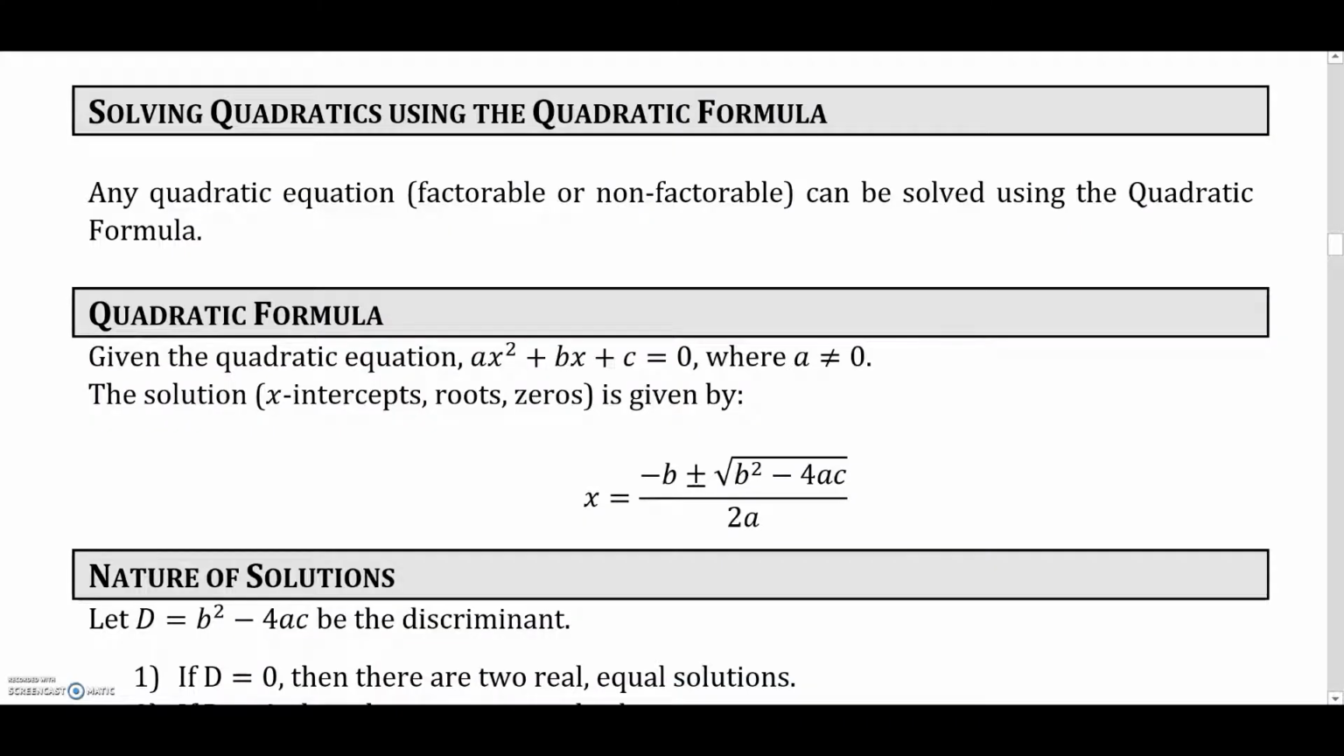We've looked at solving quadratics by factoring, but not all quadratic equations are factorable. We can use the quadratic formula in order to solve factorable as well as non-factorable quadratic equations. Given a quadratic equation, ax squared plus bx plus c is equal to 0, where a does not equal 0, we can determine the solution, x, which satisfies this equation. x is equal to negative b plus or minus the square root of b squared minus 4ac all over 2a.